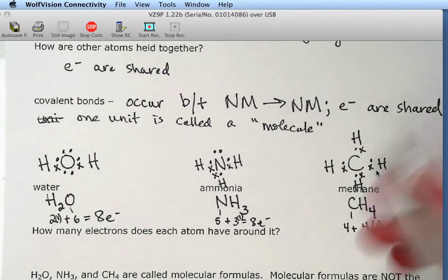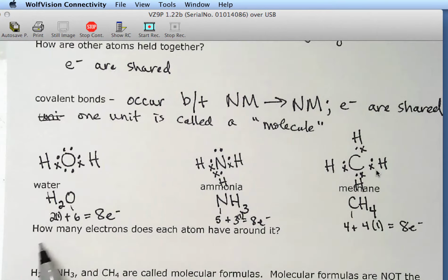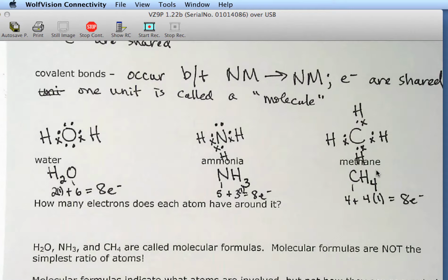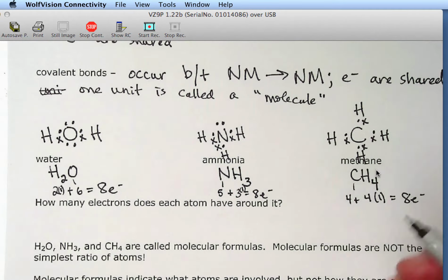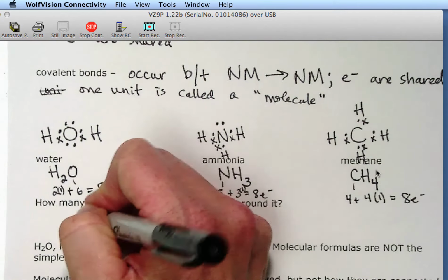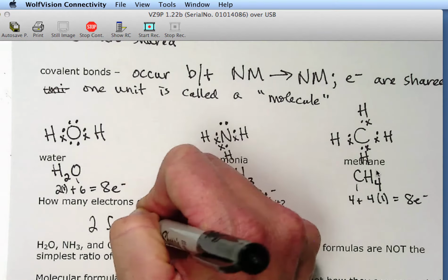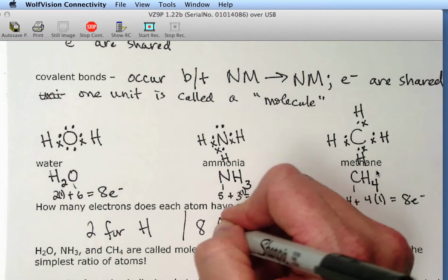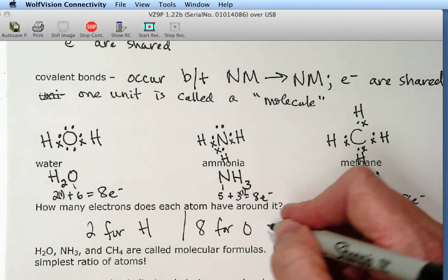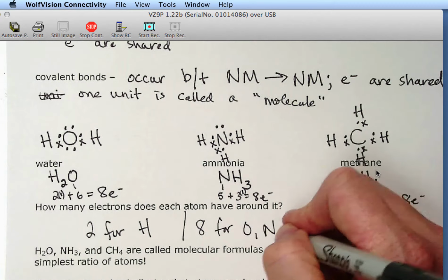So how many electrons does each atom have around it? Depends on the atom, doesn't it? So 2 for hydrogen, and then 8 for oxygen, nitrogen, and carbon.